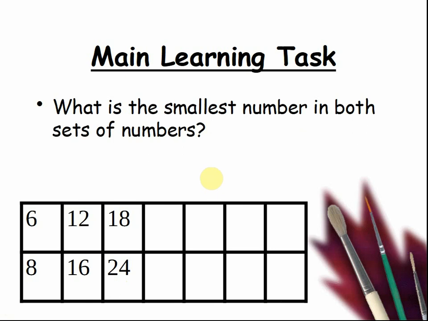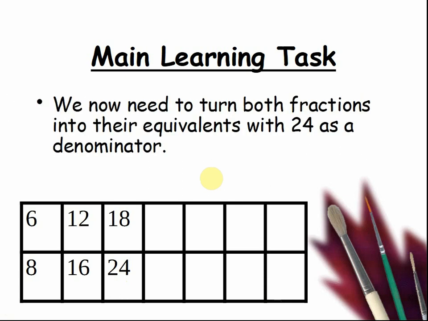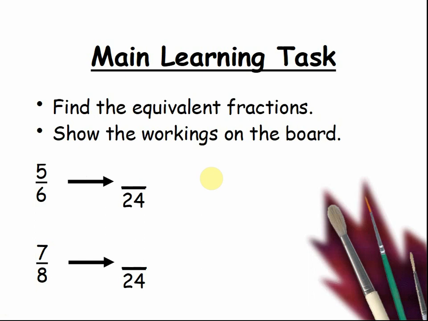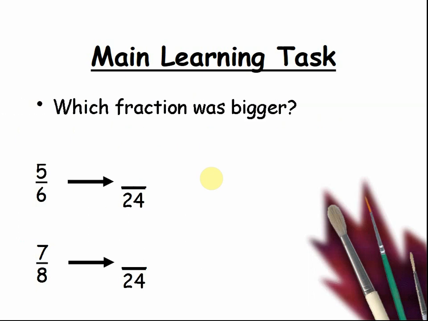That's right. You have it correct. The smallest number was 24. Now we need to turn both fractions into their equivalents with 24 as a denominator. Find the equivalent fractions. Show the workings on the board. So, pause the video and solve these questions. Which fraction is bigger?